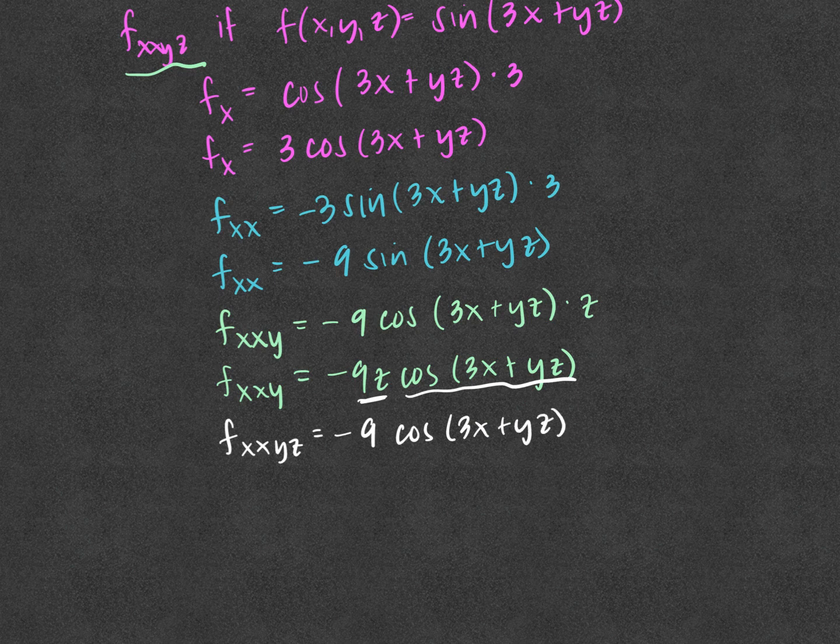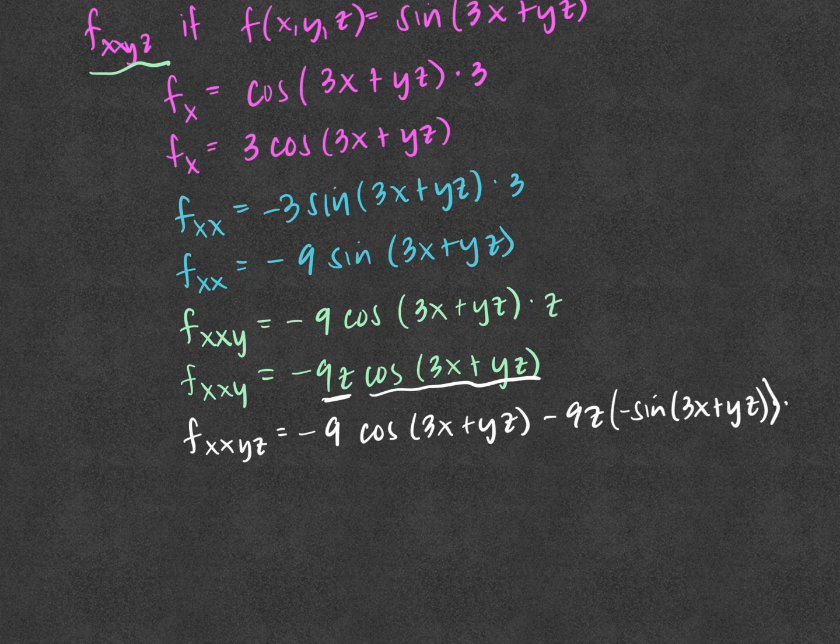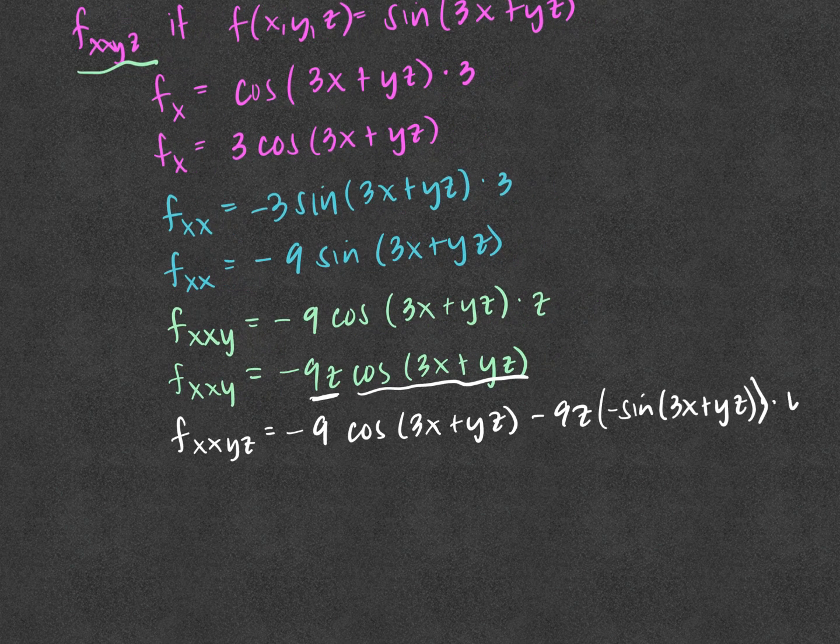And we're going to say plus, but technically I have minus 9z. And the derivative of cosine of something is negative sine of something. And the derivative of the z here is just y. The derivative of yz with respect to z is y. So our fourth derivative is negative 9 cosine of 3x plus yz.